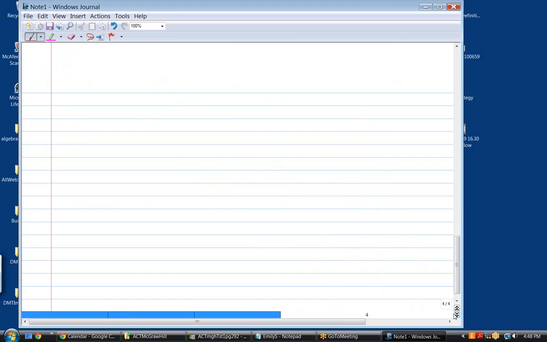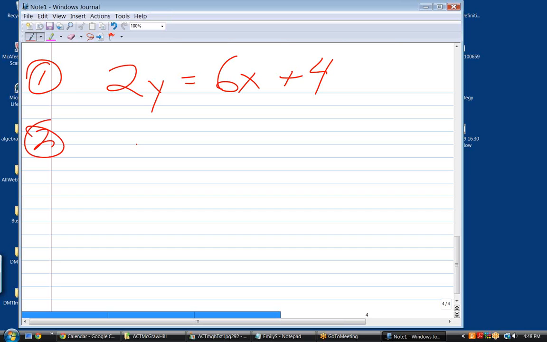I would like to do another elimination problem. Okay. The first equation is 2y equals 6x plus 4. Okay. Second equation? The second equation is y minus 3x equals 2. All right. When you're doing elimination, you kind of want them in standard format.